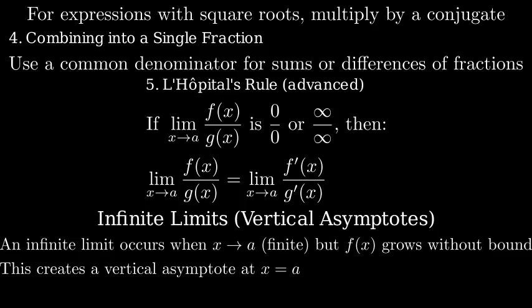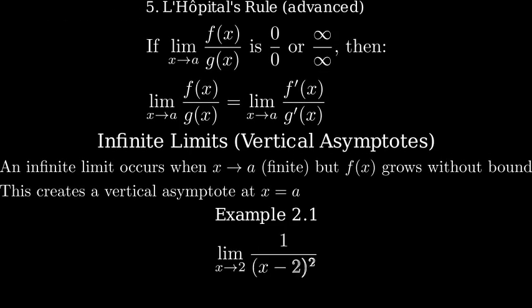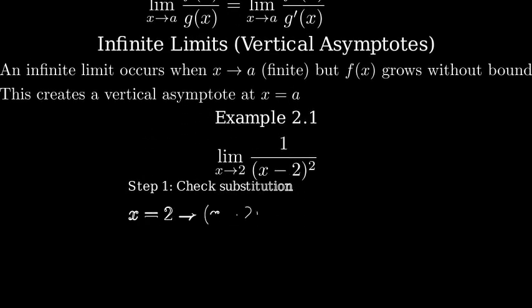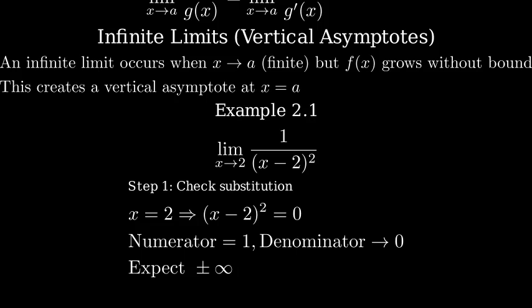Let's look at an example. The limit of 1 divided by the quantity x minus 2 squared as x approaches 2. First, let's check what happens with direct substitution. If we plug in x equals 2, we get 1 divided by 0 squared, which is undefined. The denominator is approaching 0, while the numerator remains at 1, so we expect the limit to be plus or minus infinity.